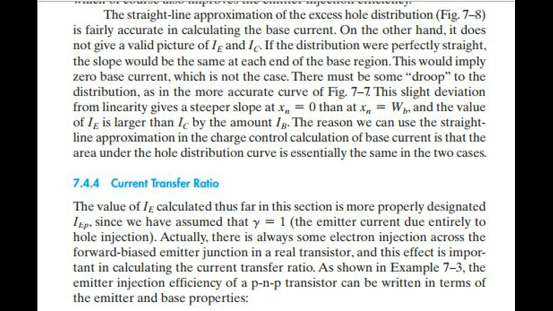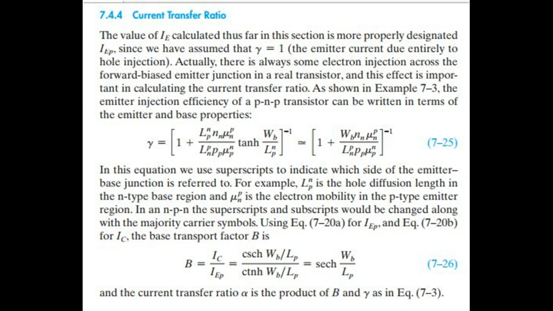As shown in Example 7.3, the emitter injection efficiency of a PNP transistor can be written in terms of the emitter and base properties. In this equation we use superscripts to indicate which side of the emitter-base junction is referred to. For example, LNP is the hole diffusion length in the N-type base region and MNP is the electron mobility in the P-type emitter region. In an NPN the superscripts and subscripts would be changed along with the majority carrier symbols.